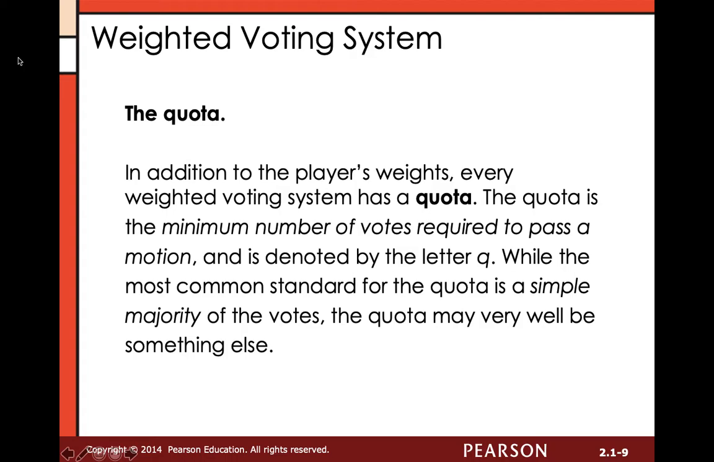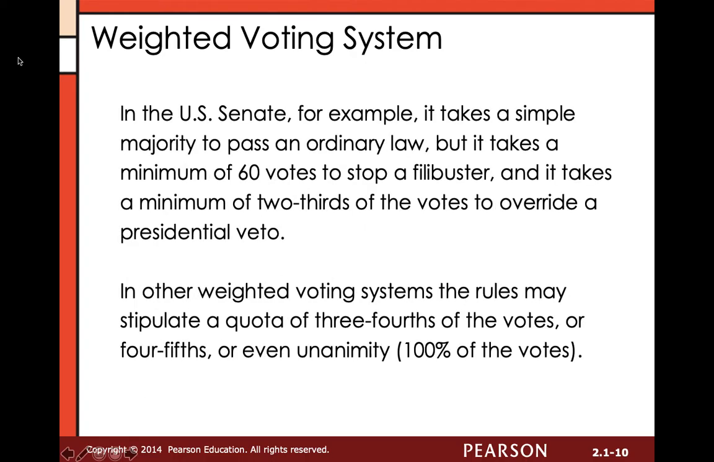So the last thing is what's called the quota. In addition to your players' weights, every weighted system has a quota. The quota is the minimum number of votes that's required to pass a motion. The most common quota is a simple majority, but the quota can really be pretty much anything. It could be a majority, it could be 2/3, it could be 3/4, it could be a whole lot of different things. To give you a concrete example of this, for the U.S. Senate, it takes a simple majority to pass an ordinary law. So that would be your quota to pass a law.